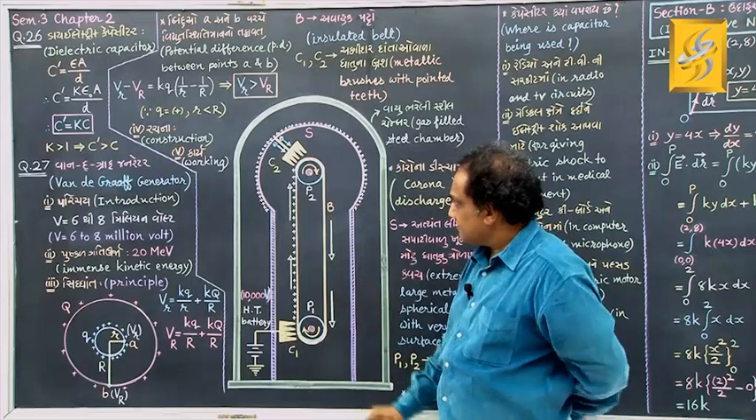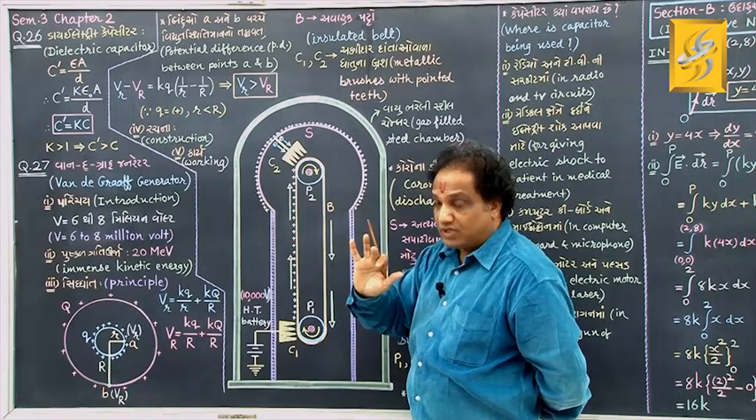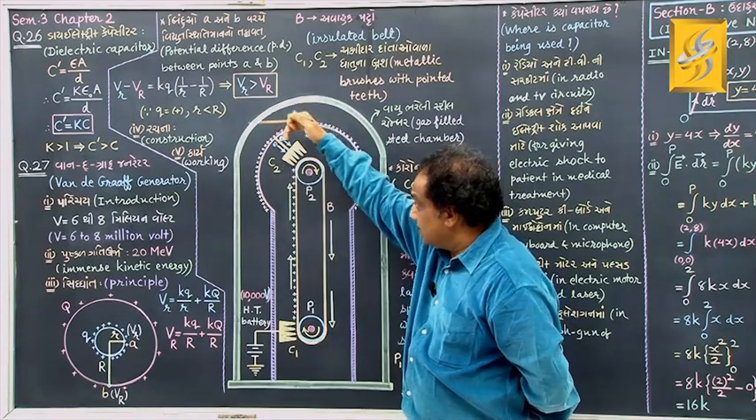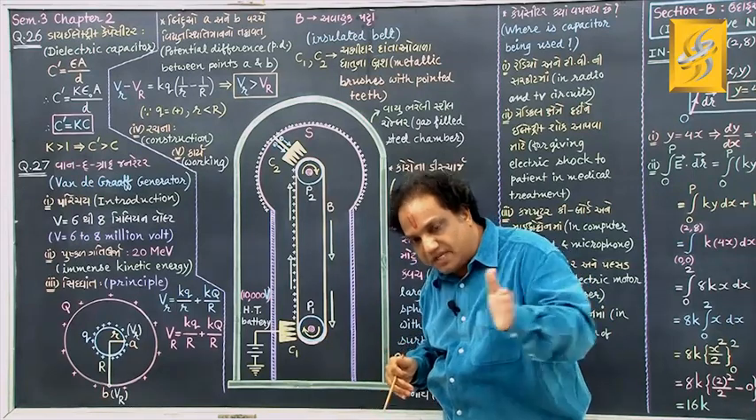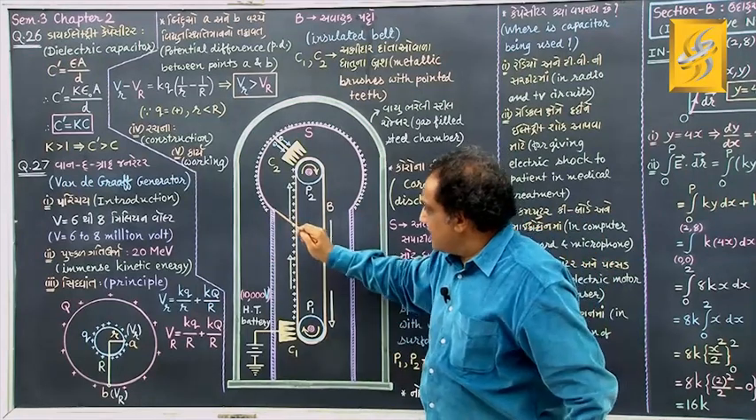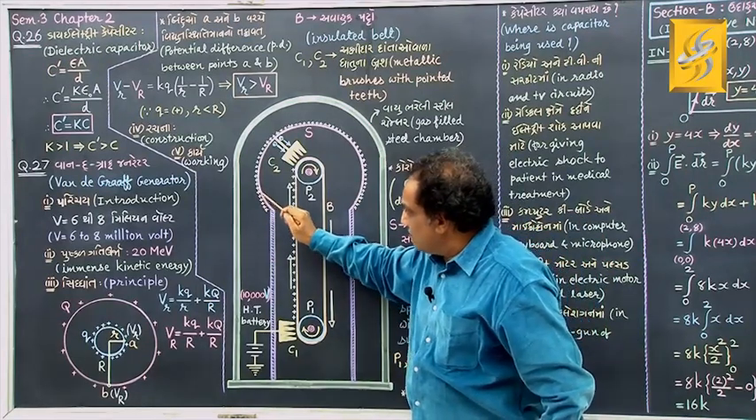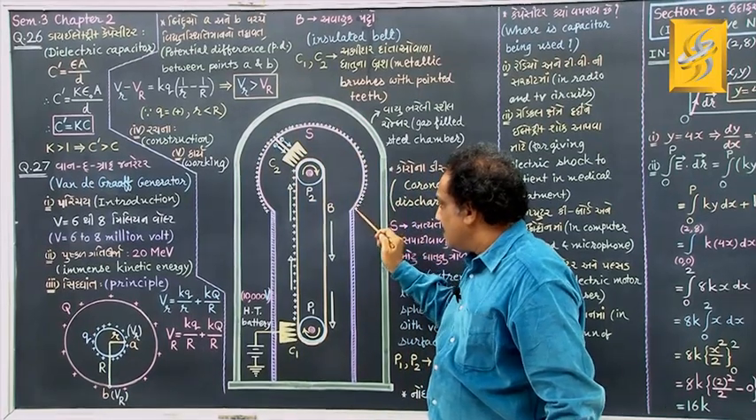Okay, fine. Now, because electrons have moved from here to here, in the process this shell is continuously losing electrons. Losing electrons means losing negative charge. Losing negative charge means acquiring more and more positive charge. That's why there is accumulation of more and more positive charge on the surface of the outer spherical shell.